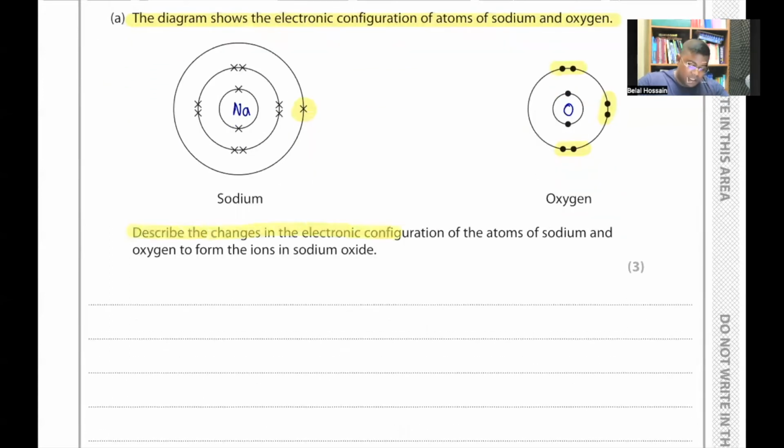Describe the changes in the electronic configuration of the atoms of sodium and oxygen to form the ions in sodium oxide. So basically, to form the ions in sodium oxide, the sodium atom will lose 1 electron. However, the oxygen atom gains 2 electrons. So with each sodium losing 1 electron, there must be 2 sodium atoms that will combine with 1 oxygen.